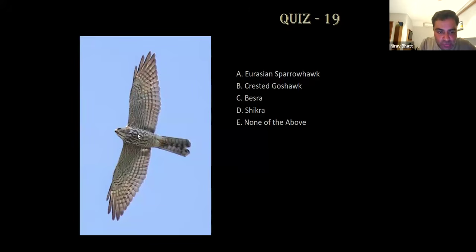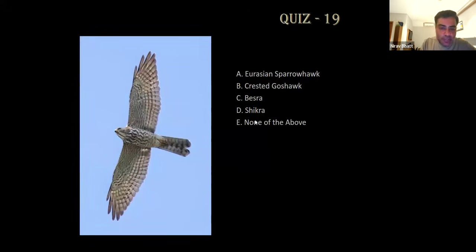Second, a juvenile Besra will have even more prominent markings here. And it would certainly show a square tail, which is absent here. So this is a Japanese Sparrowhawk juvenile. Actually, the same image was there in the earlier slide also. So this was photographed in India and very difficult to identify, especially separating it from Shikra or even Besra in that case is very difficult.